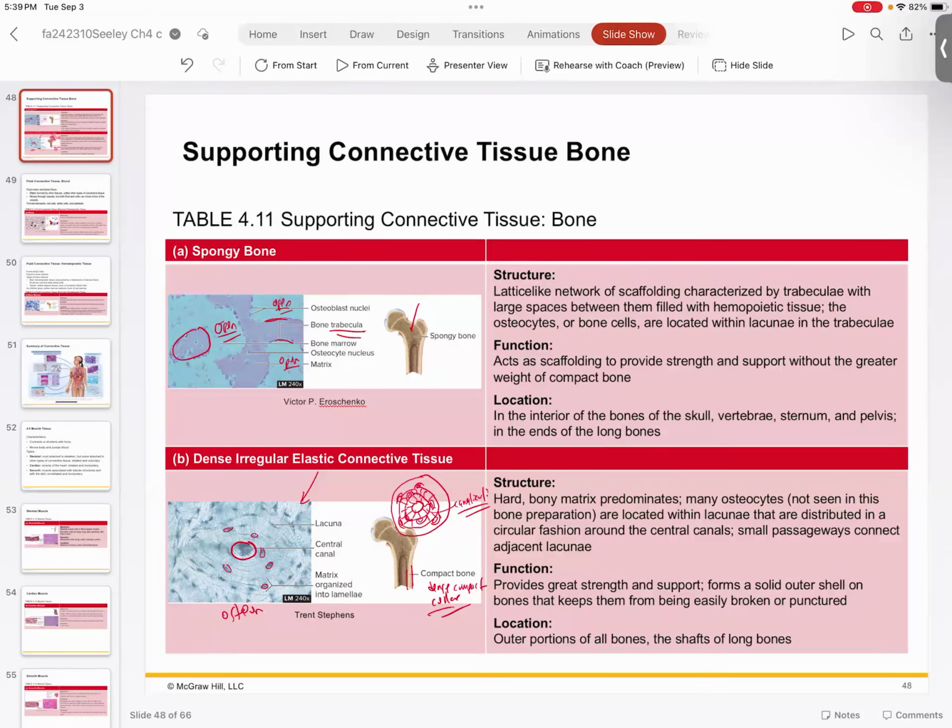So that's one. That's kind of one piece of it. So you have spongy, and then you have compact. Okay, and there's a reason for that.